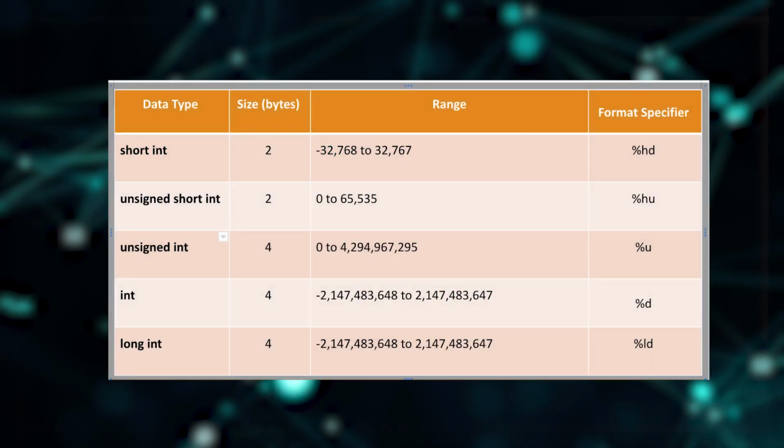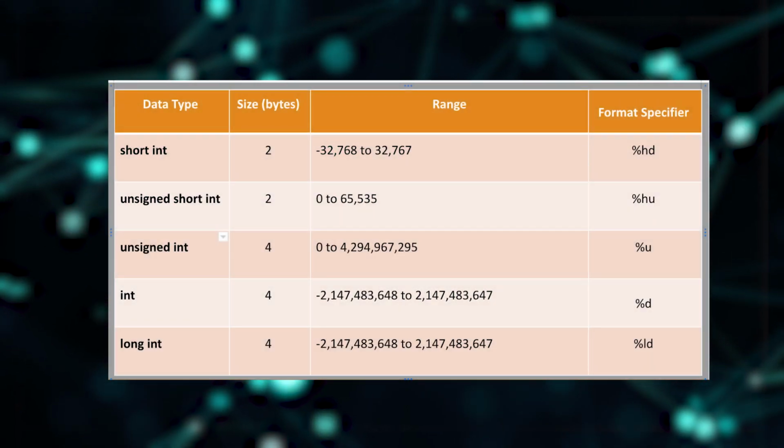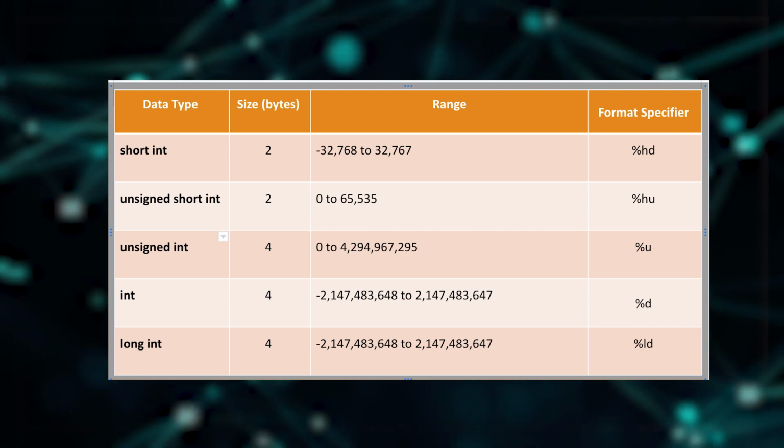This table is all about the data types, their size in bytes, the range they may vary, and at the last the format specifiers. We can see we have 4 columns over here.